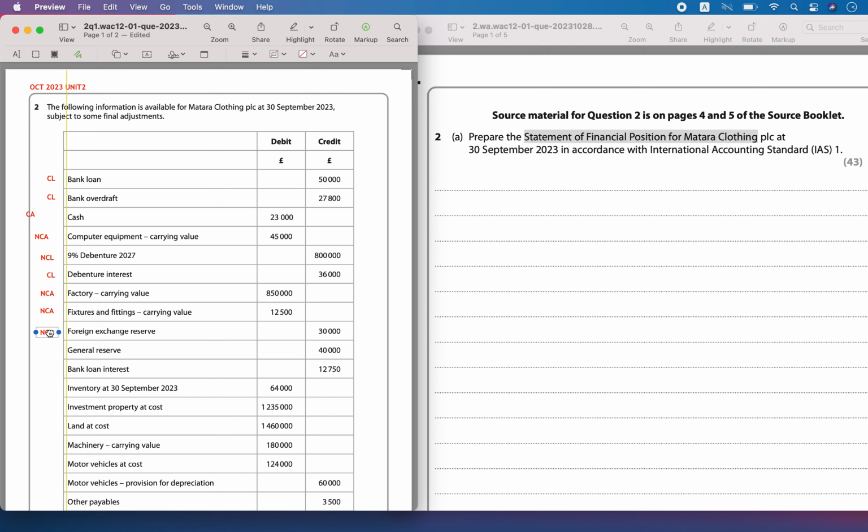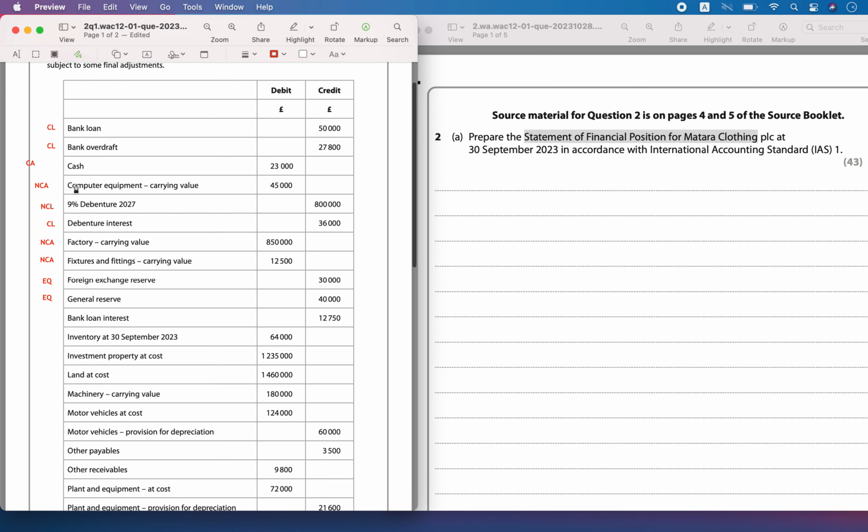Then you have the foreign exchange reserves. This is going to be equity. It is going to appear in the equity section. And then you have the general reserves. General reserves is also equity. Then you have the bank loan interest that needs to be paid. So it's going to be a current liability. Then inventory at 30th September 2023, it is a current asset.